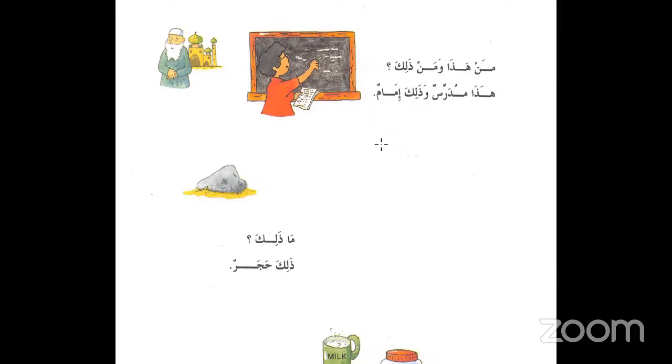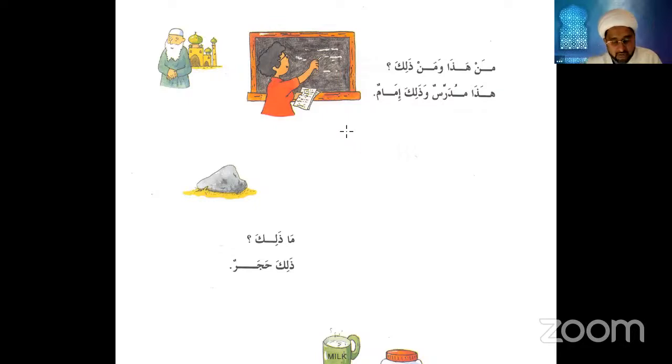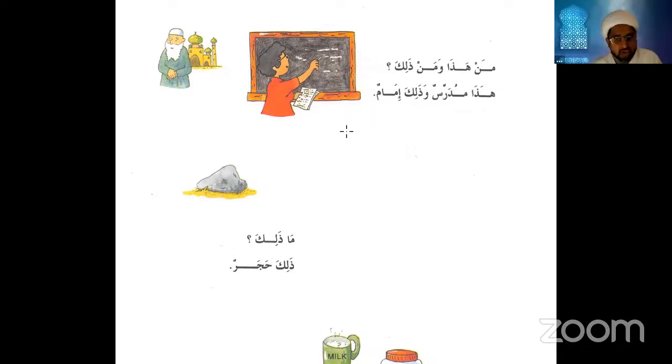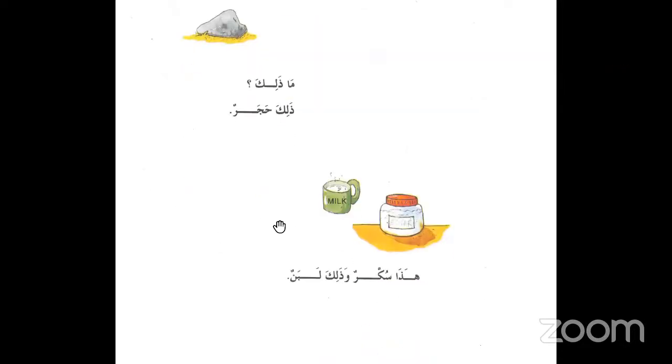So if you say who is that, would that be "man dhalika" then? Correct. And who is this is "man hadha". Got it. So man is used for human beings and ma is used for objects. That's fine. Thank you. Okay, brilliant.